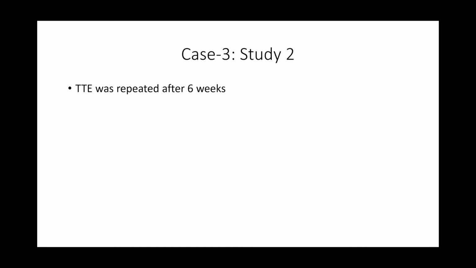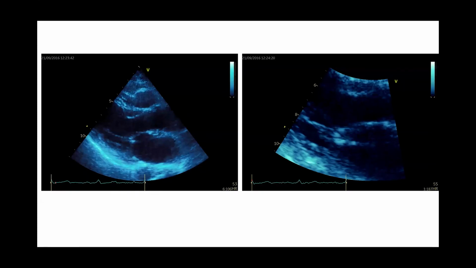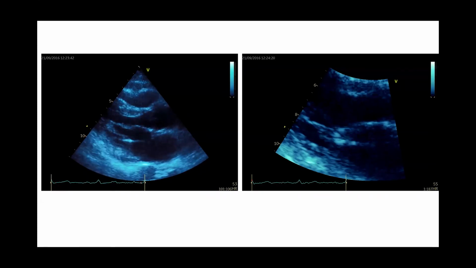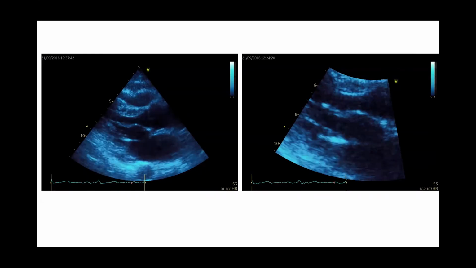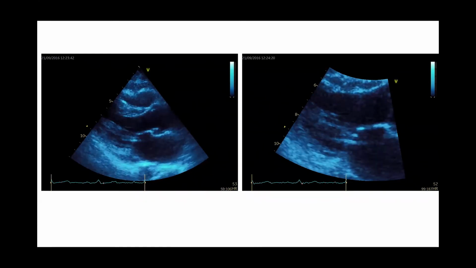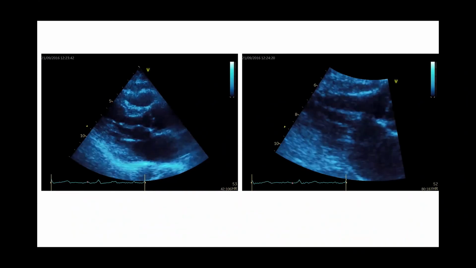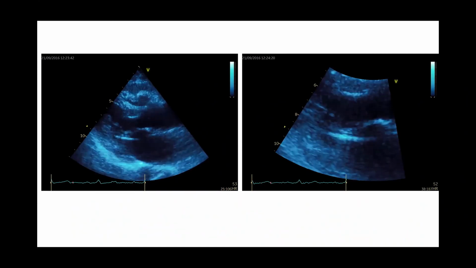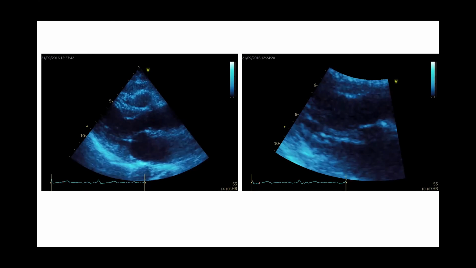And we repeated this study after 6 weeks because the patient was very tachycardic. And so we said, we need to repeat this study because again, there was discrepancy between the mean gradient and your pressure half time. Yeah. So that's after 6 weeks. Right, okay. So looking here again, parasternal long and a zoom view of the mitral valve, left and right respectively. So her left atrium appears to be of a better size.